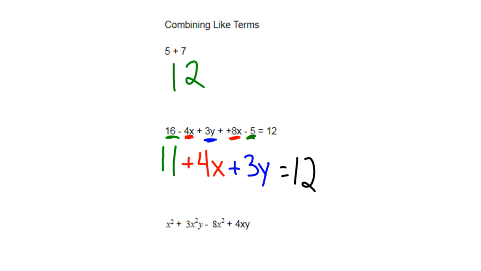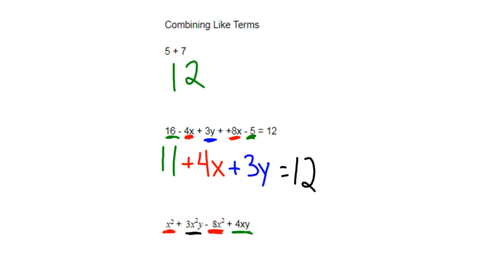Now if I look at the bottom problem, I've got x squared plus 3x squared y minus 8x squared plus 4xy. If I look at this, let's start with x squared. X squared, my variable is x. My exponent is 2. I also have a negative 8x squared, so yes, I will be able to combine those. Next, I'm looking at 3x squared y. I do not see any other 3x squared y. My 4xy has the same variables, but remember that x has an x squared. My 4xy does not have an x squared, so that's going to be a separate term.